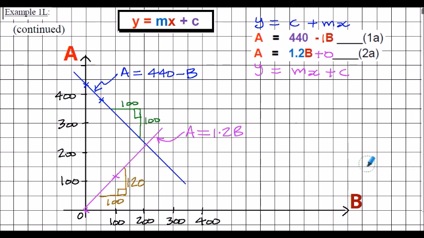So here's our sketch of the two lines, and it's clearly seen that the intercept, or the solution to the problem, is shown to be here. So the range of B values used on the previous slide of 0 to 300 seems reasonable, as within that range we can clearly see we have our solution.